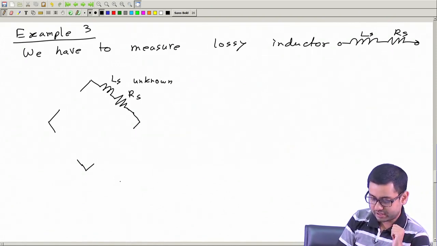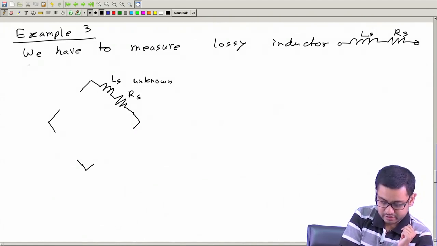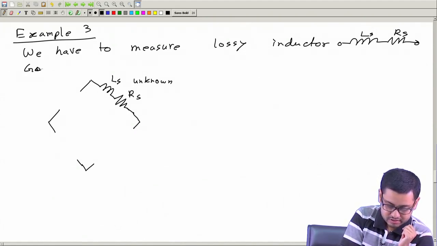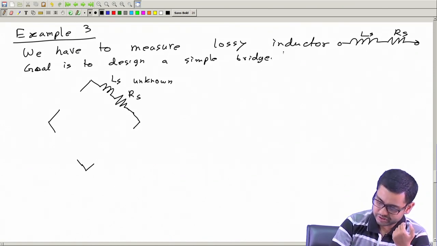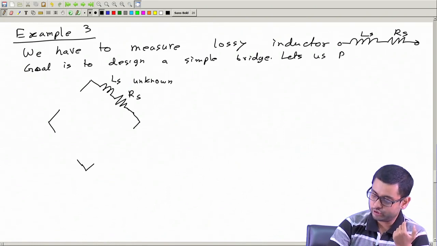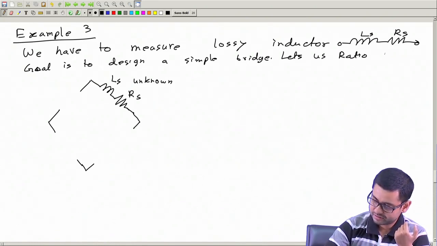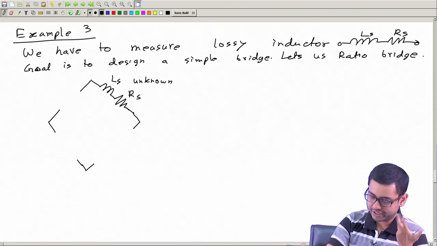and I want to design a simple bridge. Okay. The goal is to design a simple bridge. And let's use ratio form or ratio bridge. This is my choice. I want to use a ratio bridge.